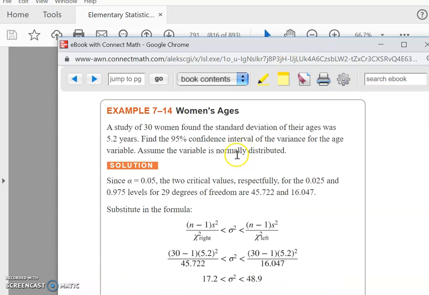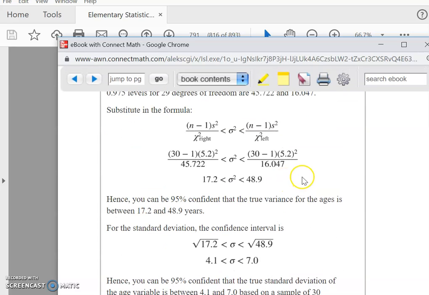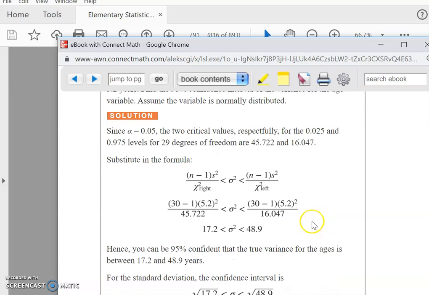Okay, so we've got this formula here. If I can give you more advice, always write down the formula, and then plug in the numbers. So here they are, you plug them in, and there it is. What we're saying is that we're 95% confident that the true variance of the ages for the population is between 17.2 and 48.9 years.